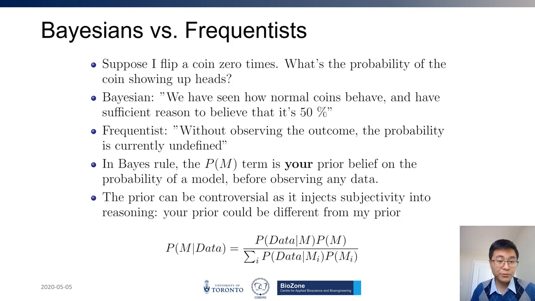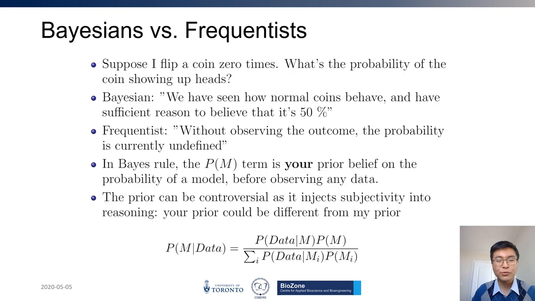We've talked about Bayes' rule, but there's this whole other class of statistical reasoning known as frequentist reasoning, where there are some points of conflict between frequentists and Bayesians. So I'll try to explain these two and the differences between them with a very simple example. So suppose you flip a coin 0 times. Okay, so you don't flip the coin at all. And I ask you what is the probability of the coin showing up heads.